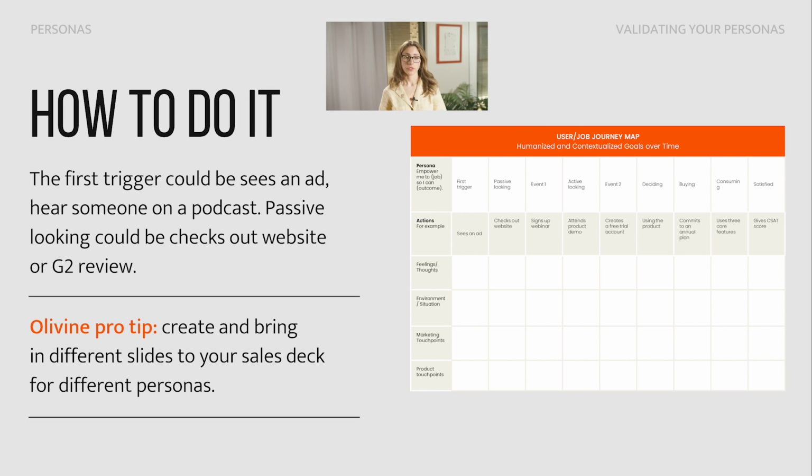Olivine pro tip here. When it comes to creating your sales deck, you want to be able to create different slides for different personas. So depending on who you're speaking to further along in the sales cycle, when you're having these sales conversations, you want to be able to plug in or switch out different slides that speak to those specific personas, their specific pain points, their specific use cases, and so forth. So that's a great way to do that quickly, just creating these different slides. And that's a wrap on personas.